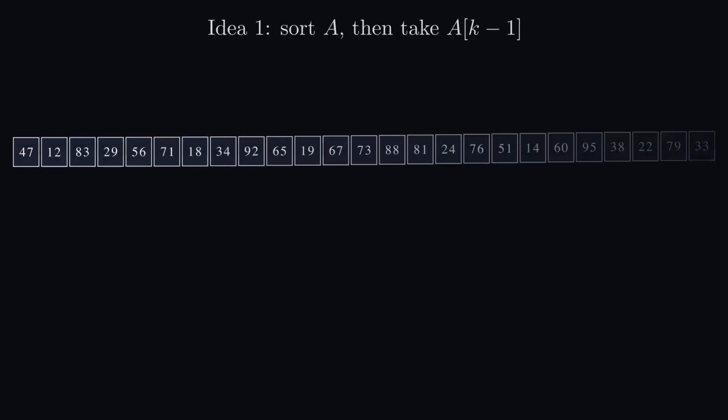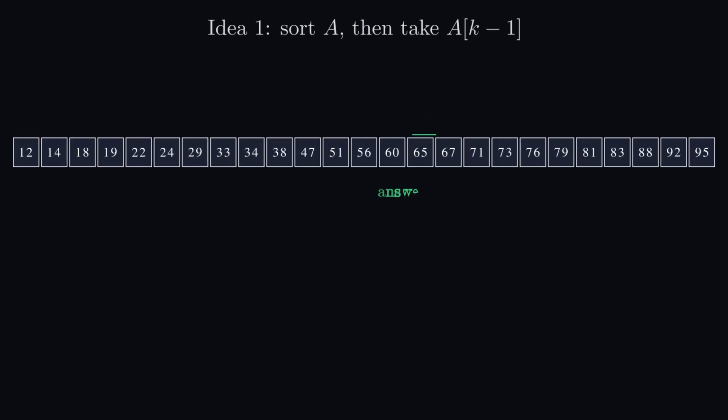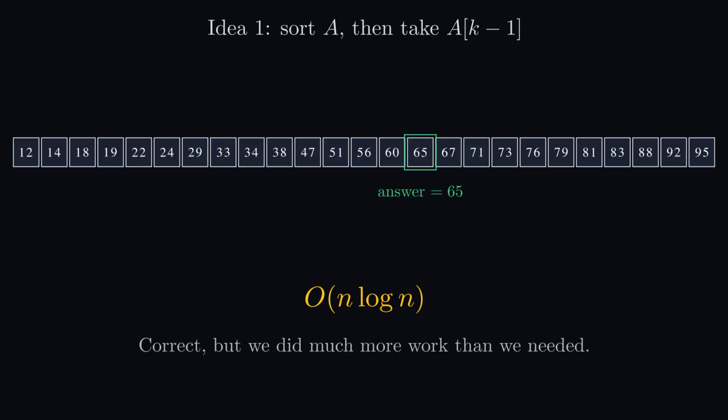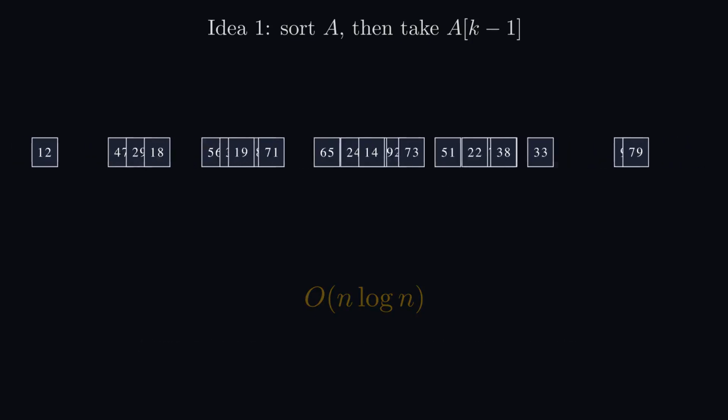A straightforward idea to solve this is just sorting the array in non-decreasing order and reading off the element at index k minus 1. When there are n elements in the array, this takes big O of n log n time. It is fast in practice, but we can do even better.